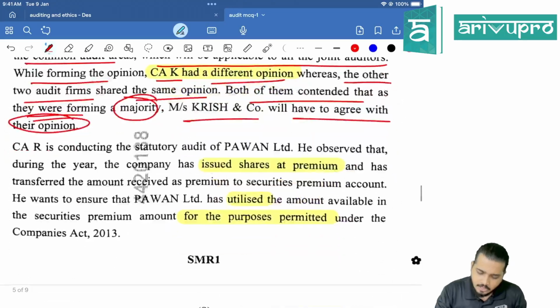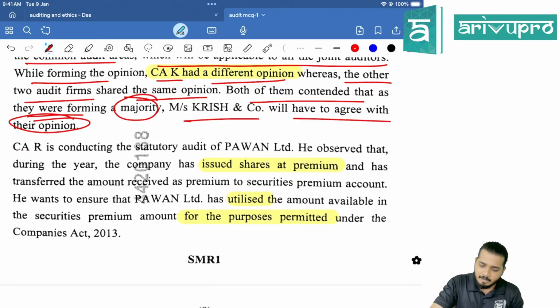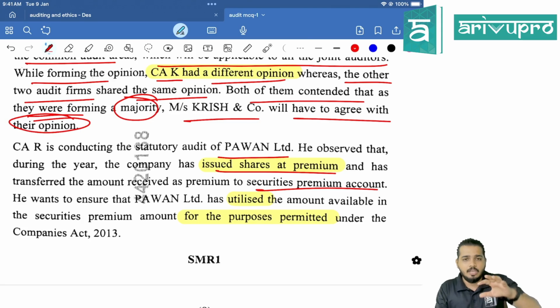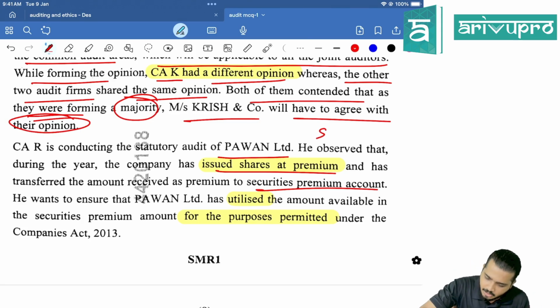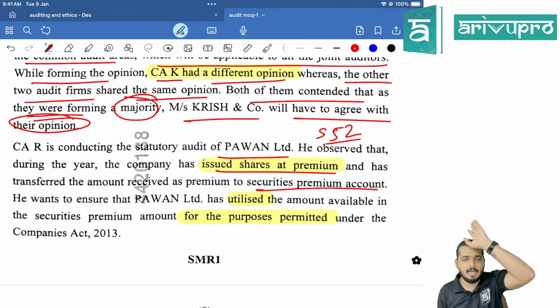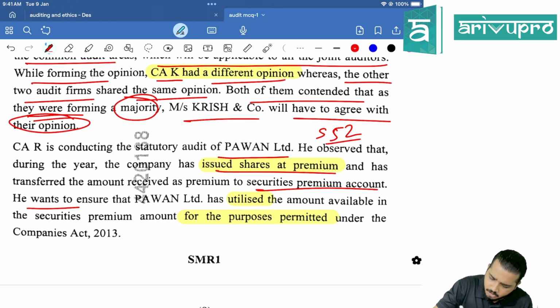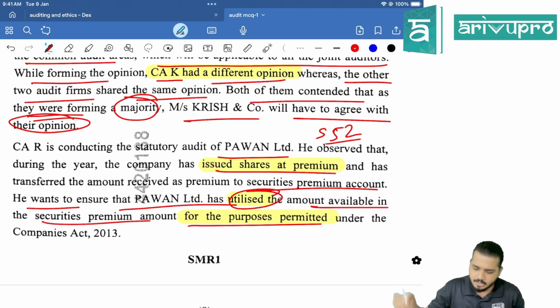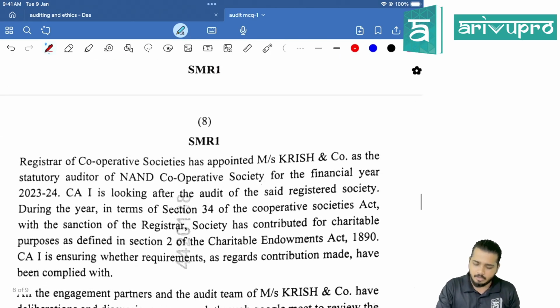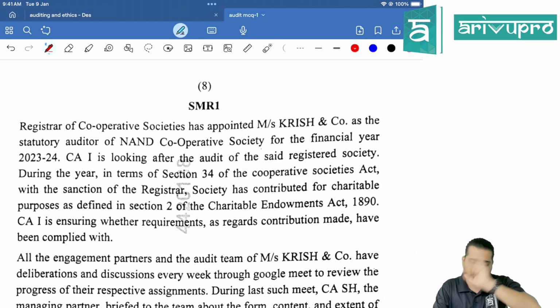Very good. CARS conducted a statutory audit of Pawan Limited. He observed that during the year the company has issued shares at premium and has transferred the amount to SPA, Securities Premium Account. Section number 52, Companies Act. He wants to ensure that Pawan Limited has utilized the amount available in the SPA for purposes permitted under the Companies Act. Okay. Now we have to check the question for that.